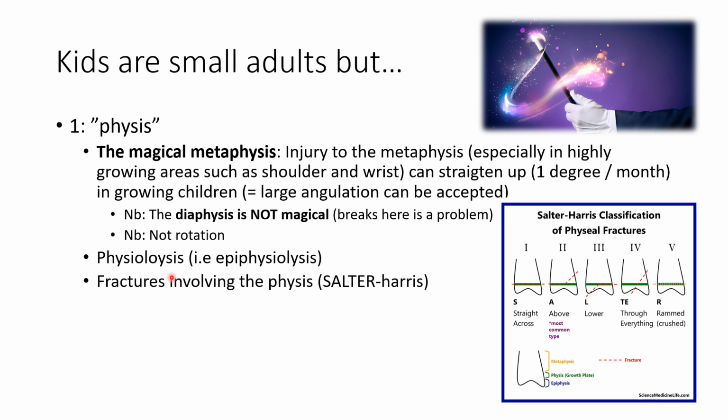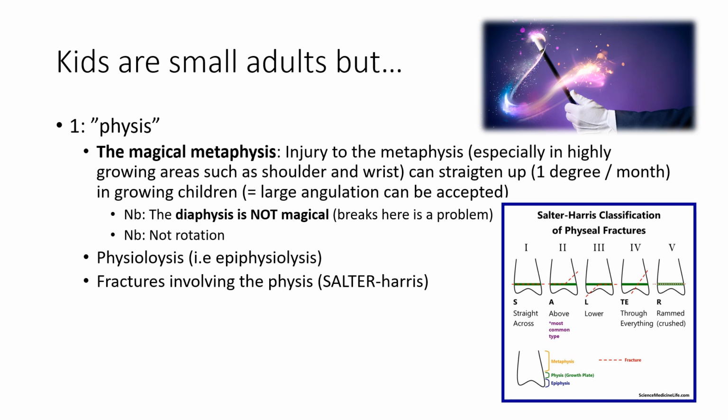And it's also important to know about these, because of the physis, there are certain breaks or certain problems that can occur in children that cannot occur in adults. And one of them is the epiphysiolysis, which usually happens in prepubescent or pubescent children, like 10 to 13 years old, I think.